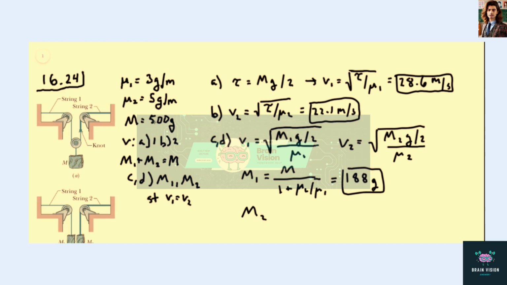And then, since we know the total has to be 500, we can just subtract this from 500, and we get 312 grams.